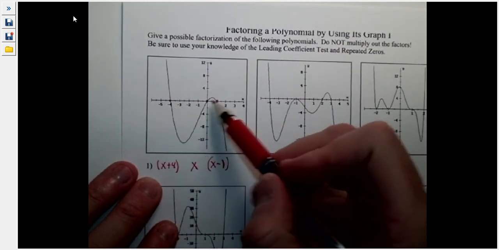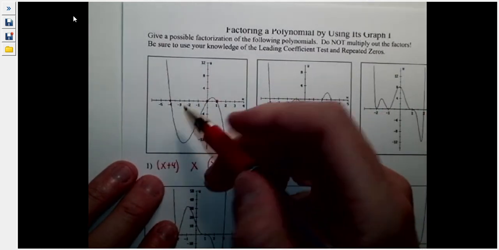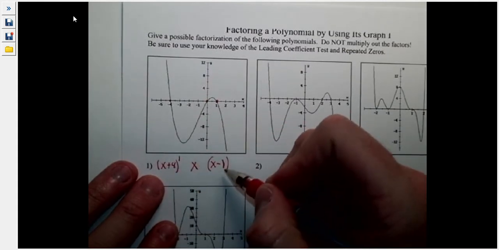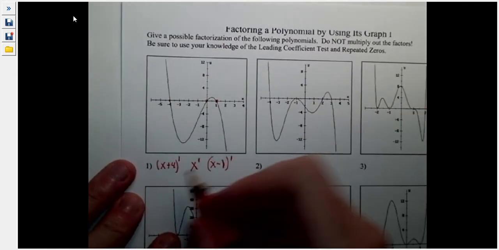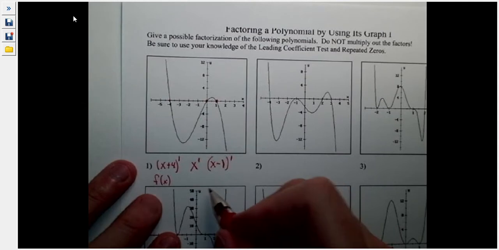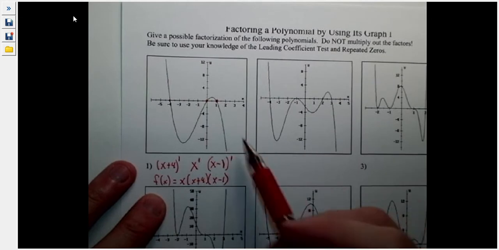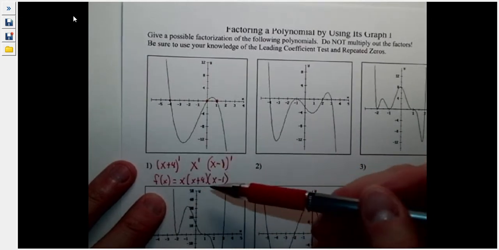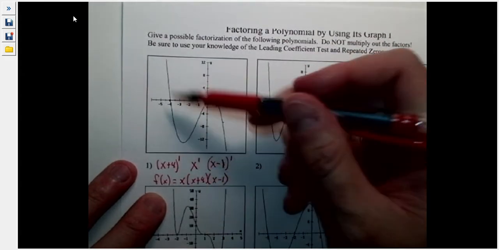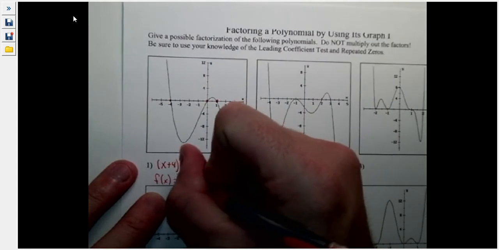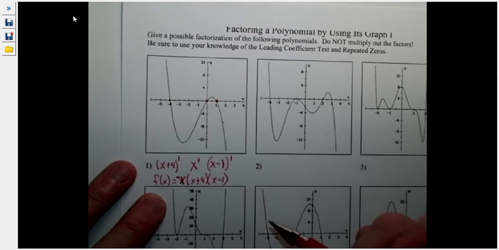Now, based on what I have here, I'm going to figure out what their multiplicity is. Since this crosses linearly, it's 1. This one crosses linear, which is 1, and this crosses linear, which is 1. So my function is x times x plus 4 times x minus 1. And again, it's odd, but now we have to look at our end behavior. It goes up on this side and down on this side. So I'm going to make this leading coefficient negative.